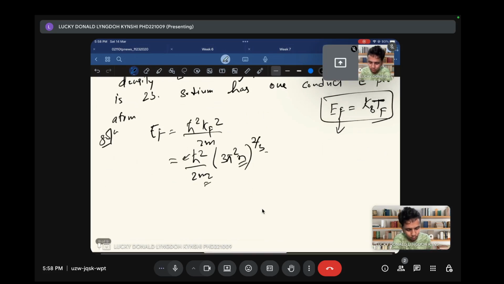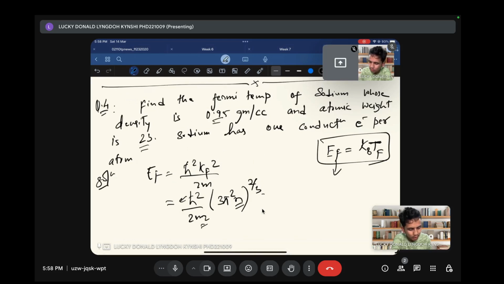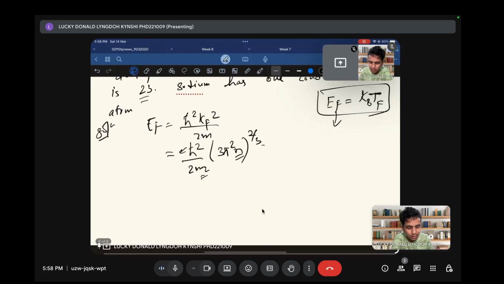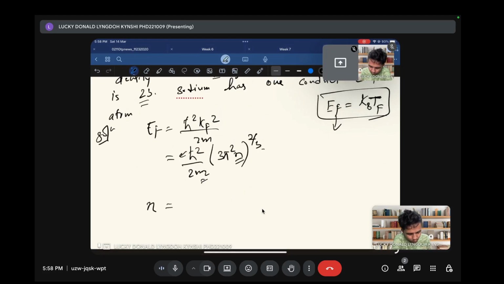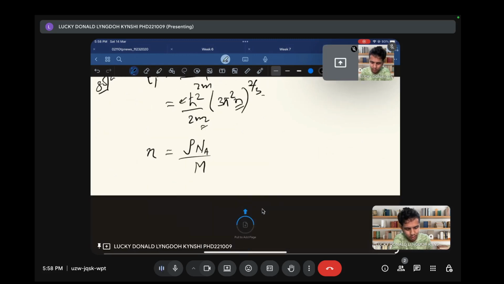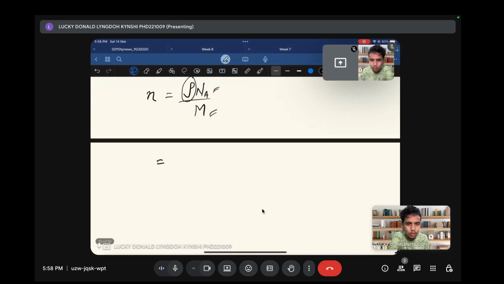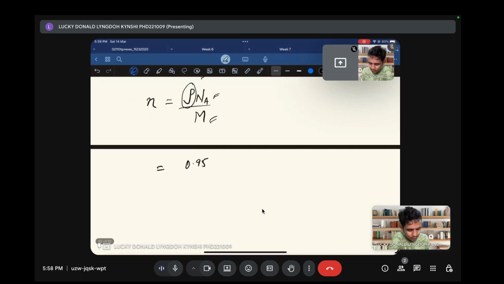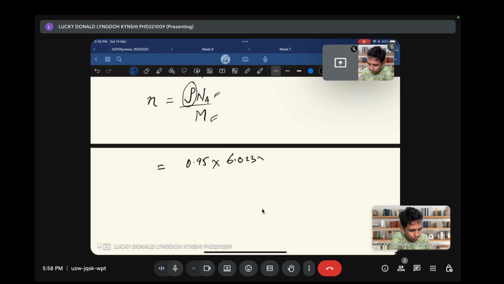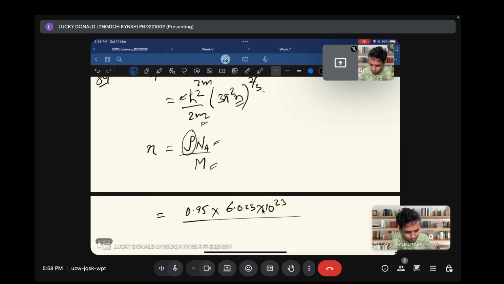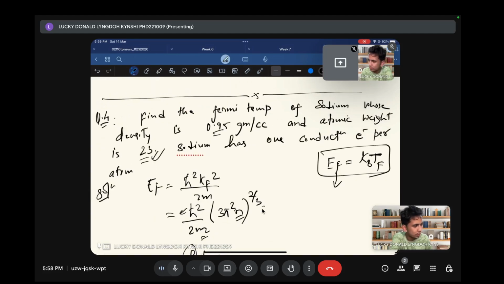How do you find n in such problems? Given the density and the atomic weight, how do you find the number of particles? Use this formula: n is equal to rho Na by m. That is the number of particles; it is related to the density, the Avogadro's number divided by the molecular weight. So density is 0.95, Na is 6.023 into 10 to the power 23 per mole, and the molecular weight is given to you as 23.